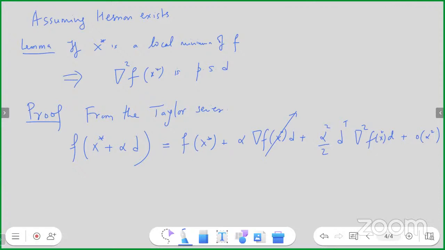So this quantity, this minus this, is greater than or equal to 0. So alpha square by 2 d transpose... that far I went. How do I conclude that this is always greater than or equal to 0?